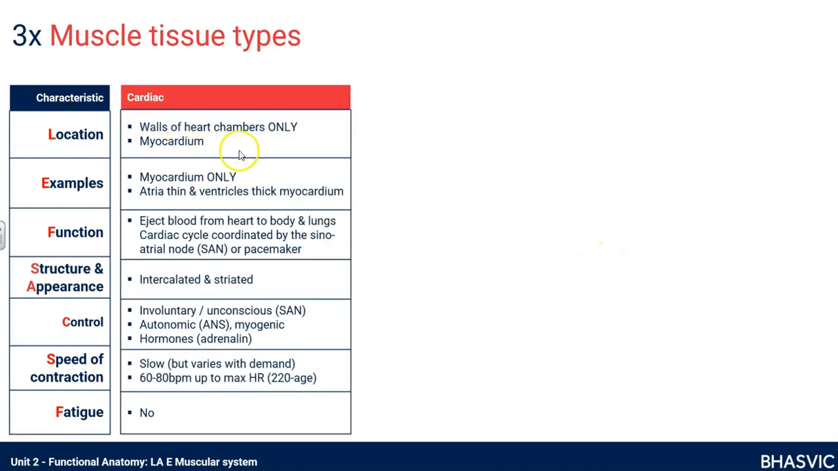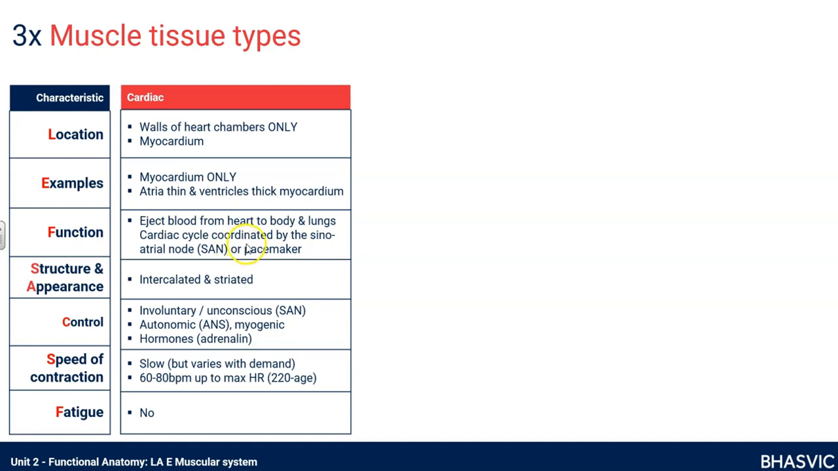We already know it's only found in the walls of the heart, and we call this the myocardium. Again, the example is only going to be the muscular walls of the heart chambers. Our two top chambers of our heart, the atria, have quite thin muscular walls, so less cardiac tissue, and the ventricles have thicker myocardium, thicker muscle tissue, because of the jobs they do, ejecting blood either to the lungs or to the body. And our left ventricle is thicker, has more cardiac fiber cells, because it has to eject blood out all over the body.